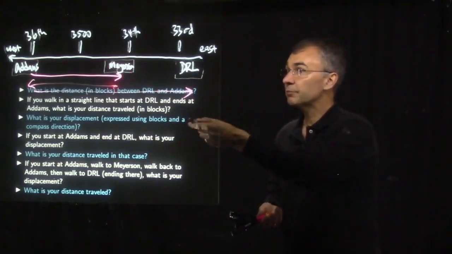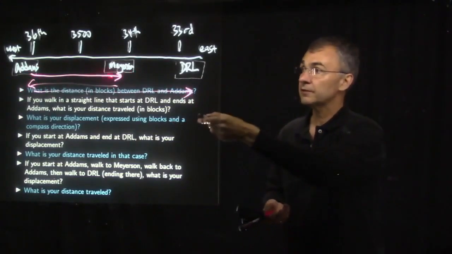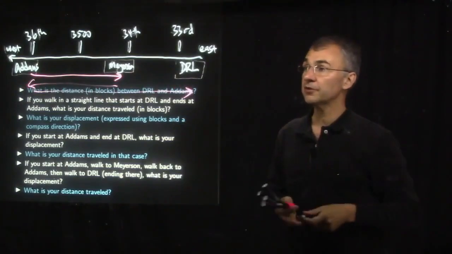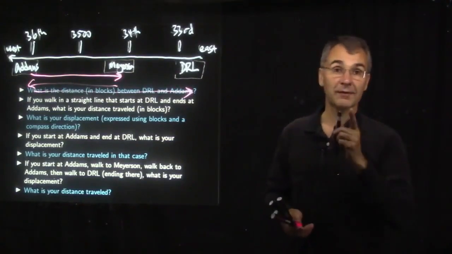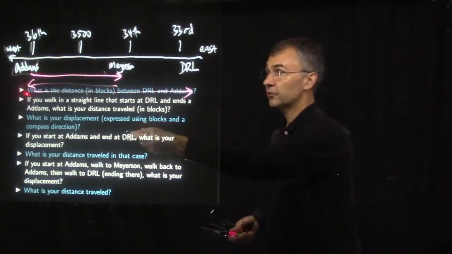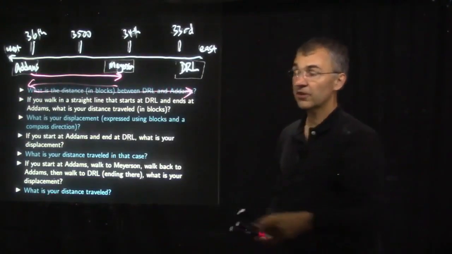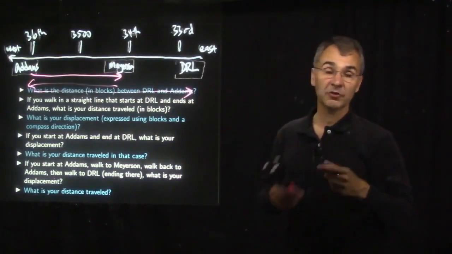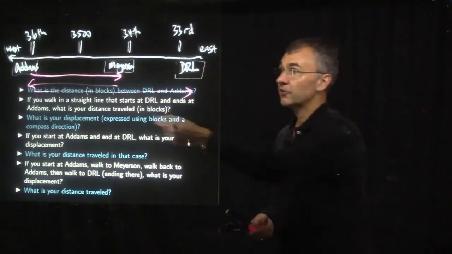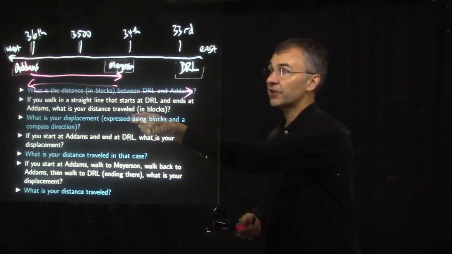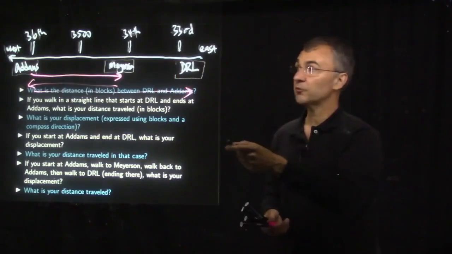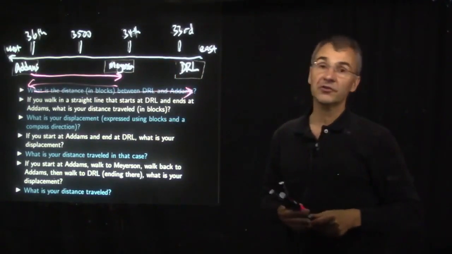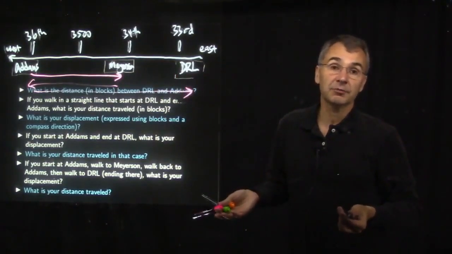This is 2 blocks plus 2 more blocks plus 3 more blocks. That's 2 plus 2 plus 3. That's 4 plus 3 is 7. Oh, that was my distance traveled, sorry. 2 plus 2 plus 3 is 7. So 7 blocks was my distance traveled for this back and forth trip. But my displacement only cares about my starting and ending points. So I started at 36th and I ended at 33rd. My displacement was 3 blocks east, or you could say negative 3 blocks west.